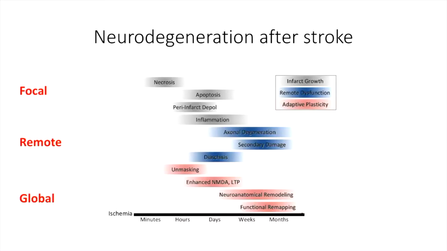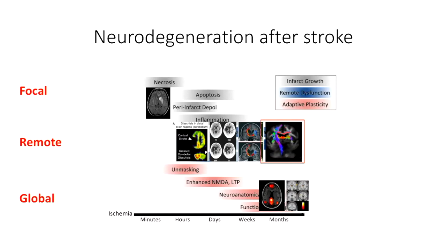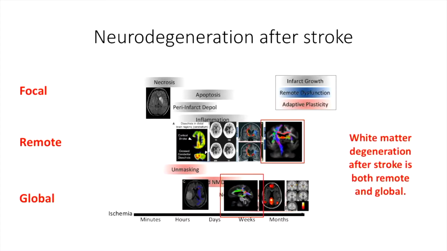So going back to this chart, we get the focal lesion, that's somewhat expected. We have functional remote and structural remote changes, and our data shows that as well. And then we have global functional and structural changes, and previously we saw very early effects of stroke on white matter. And now we put the missing puzzle piece here as well. There are global effects of neurodegeneration in white matter.